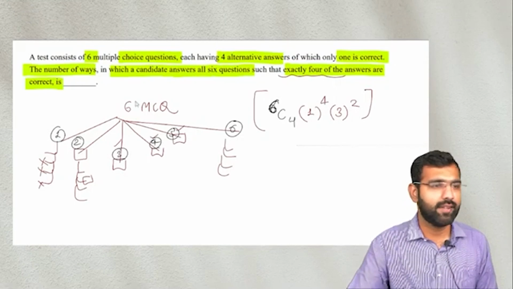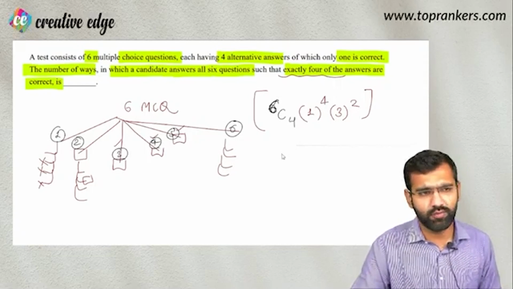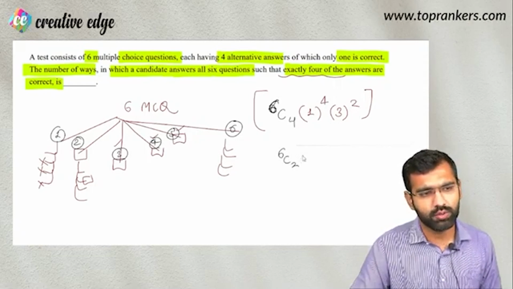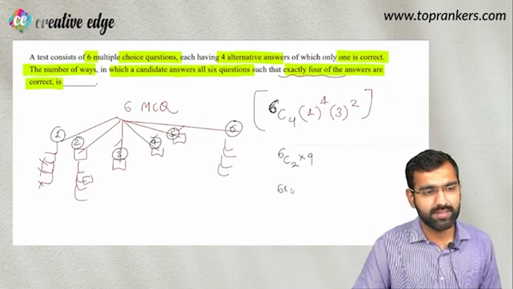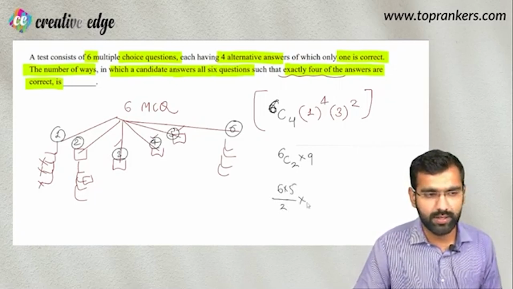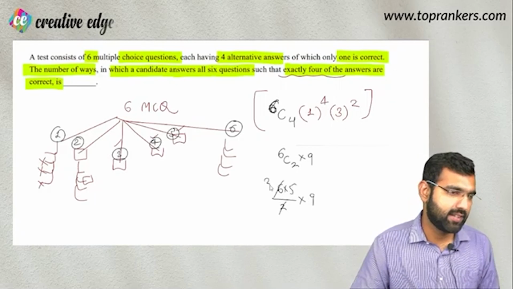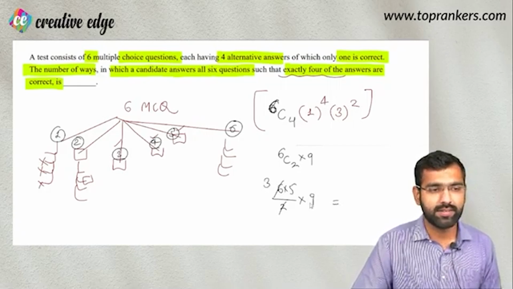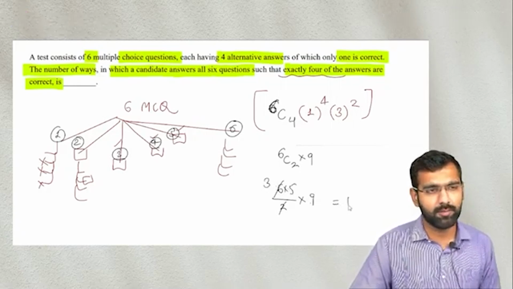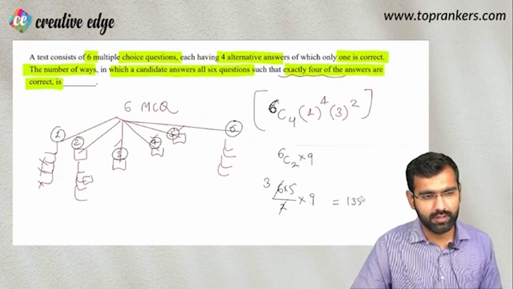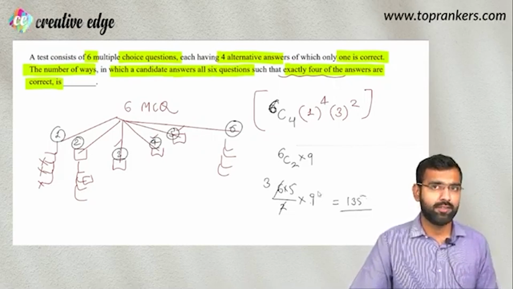I hope you can simplify this. How do you see this as? 6c4 can be written as 6c2. 3 square is nothing. 6c2 will be 6 into 5 divided by 2 into 1, into 9. So 2 ka 6 is 3 times, and from here you can get the answer. 9 into 5 is 45. 45 ka triple is 135. That should be the answer.